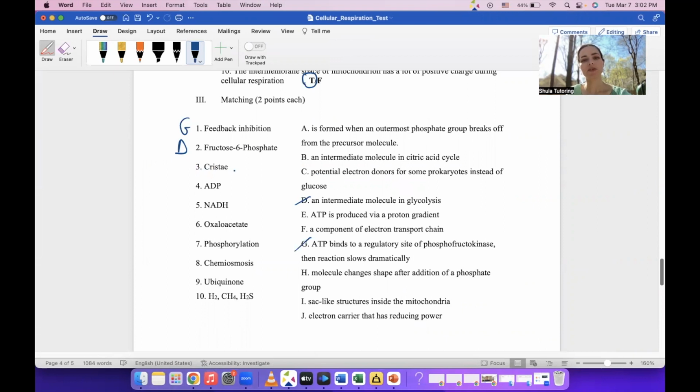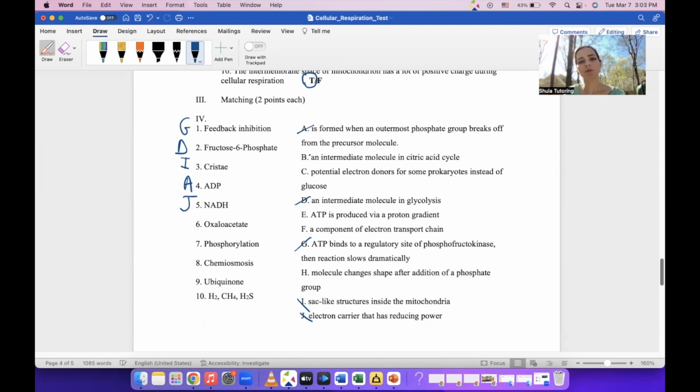Number 3, cristae, that's those folds that are found inside the mitochondria. So sac-like structures inside the mitochondria. ADP is formed when an outermost phosphate group breaks off from the precursor molecule. So the precursor molecule is ATP. So the way we form ADP is ATP has 3 phosphate groups. We will break off the outermost phosphate group, and this is how we will form ADP from ATP. So that's choice A. NADH is an electron carrier, so that's choice J. NADH or FADH2. Those are electron carriers.